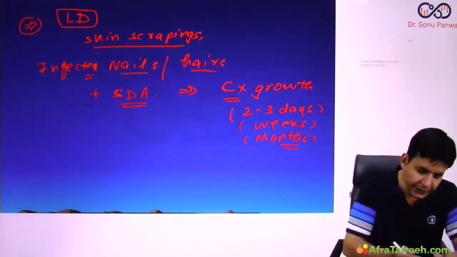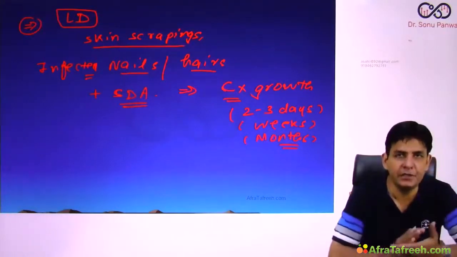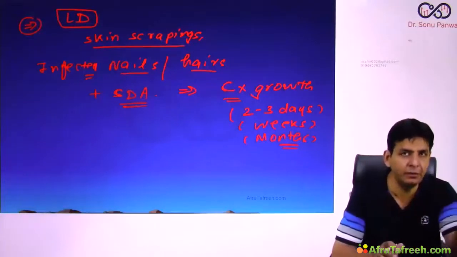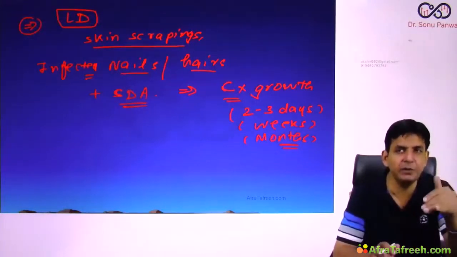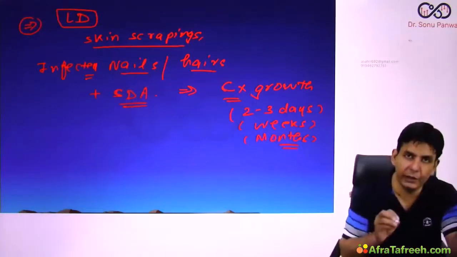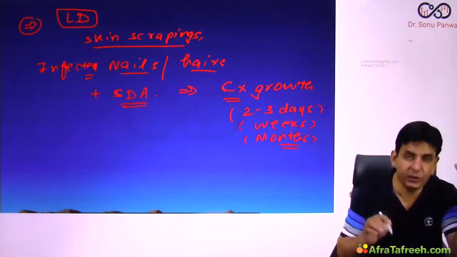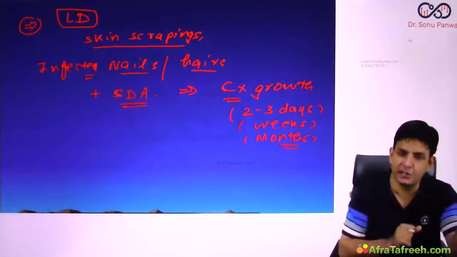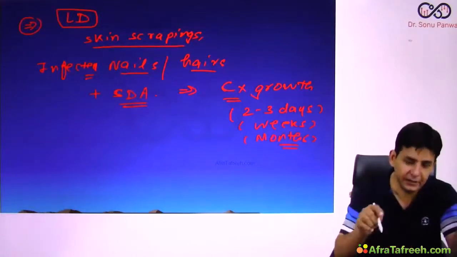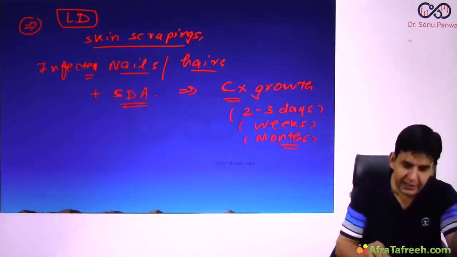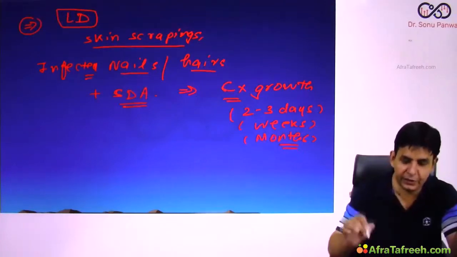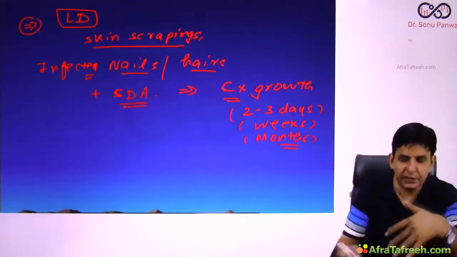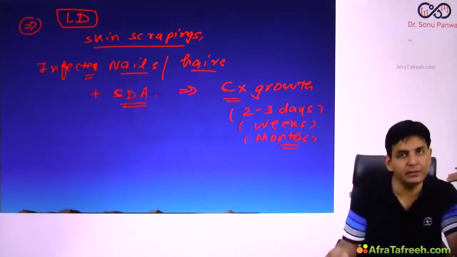Okay. So what we are doing now is the final lab diagnosis. The initial one we have done, we put it in 10% KOH and we were able to see the fungal elements. But now we are putting them on the SDA because we want to identify the basic fungus, the organism which is responsible. To identify that, you have to put them on SDA. Then you have to look out for the culture growth, which can happen in 2 to 3 days, or can take some weeks, and in some cases months.